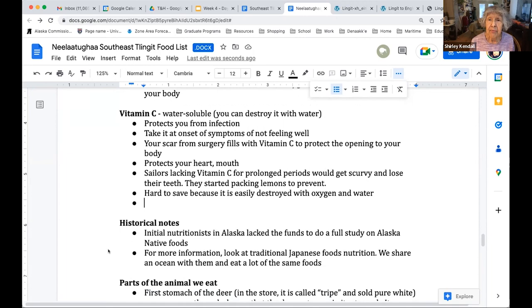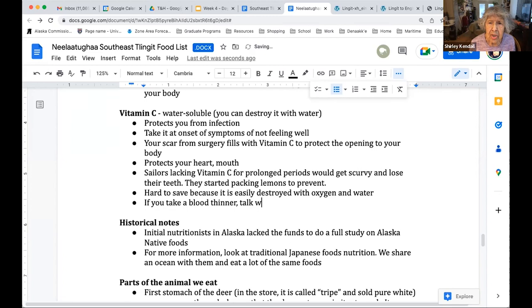If you have vitamins handy that you take, and you hear me talking about how it fights infection, if you do take a blood thinner, a prescription from your doctor, better have a discussion about it in regards to ingesting a lot of vitamin C pills. I would suggest that because I think vitamin C doesn't like it when your blood is thin.